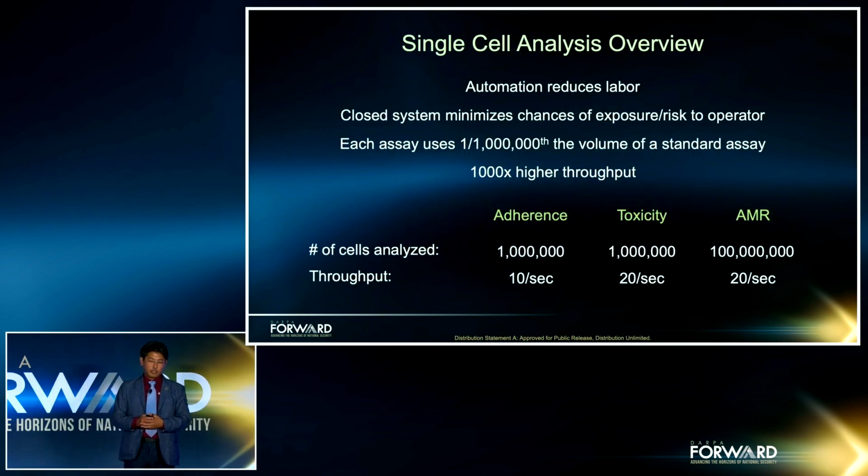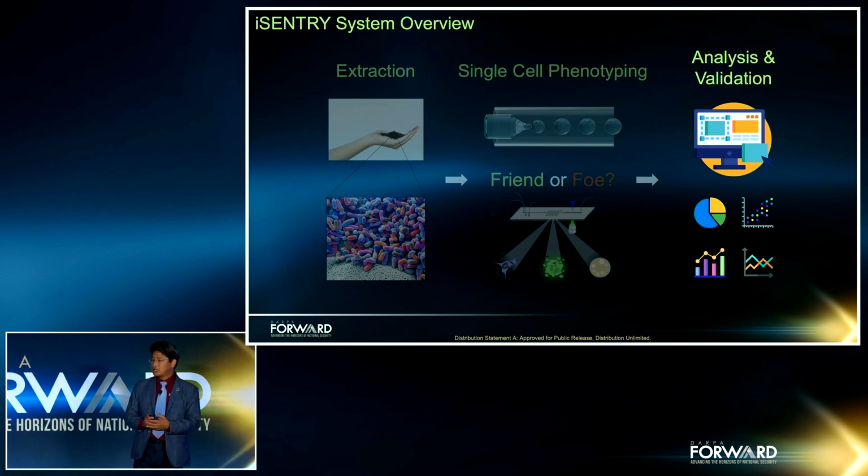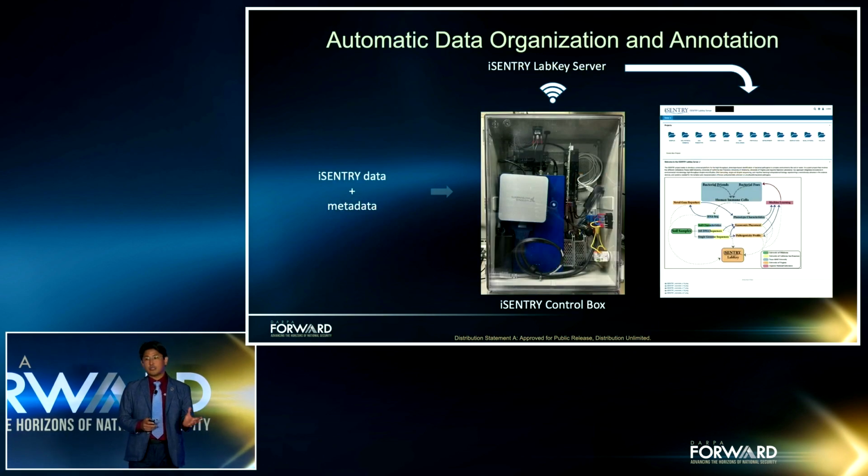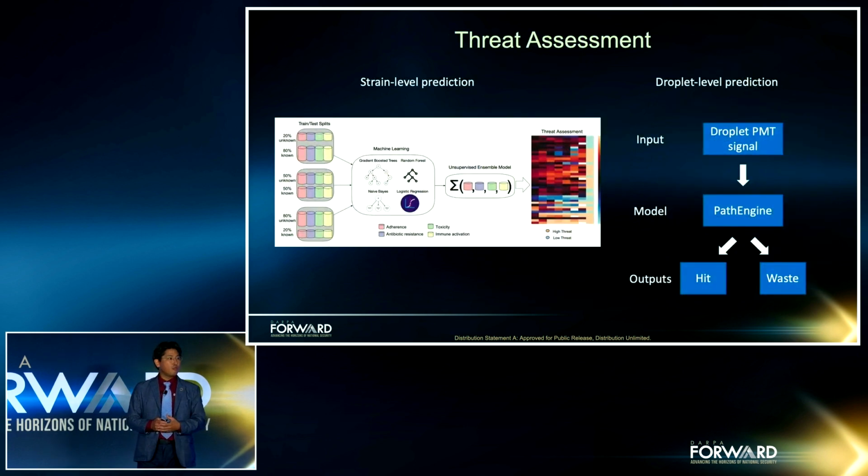So this single-cell phenotyping droplet microfluidic system automates to reduce the labor. It is a closed system to minimize the chance of exposure and risk to the operator. And each of the assays only uses a millionth of the volume of a conventional assay and can do so thousands of times faster. The final part of the iCenter component is the analysis and validation step, where the iCenter data, together with the metadata, gets uploaded to the LabKit server for easy data organization and visualization. Finally, we are making a phrenophore threat assessment based on the microfluidic single-cell phenotyping data and with the help of a machine learning algorithm to make that assessment.